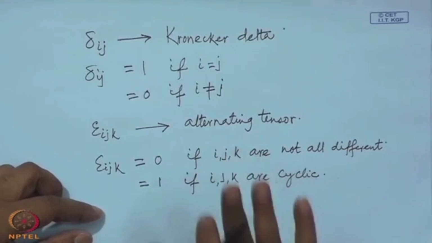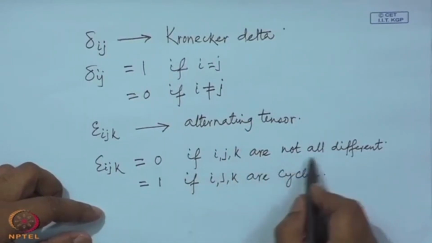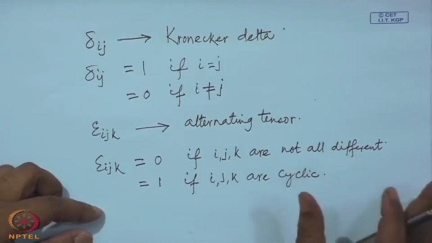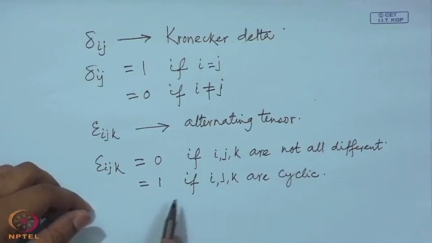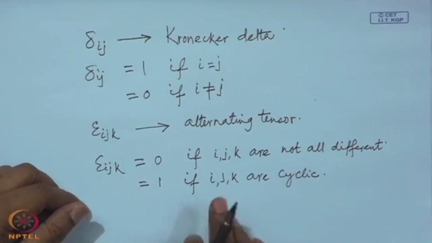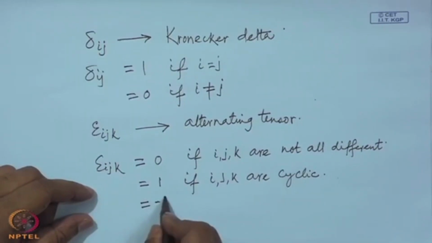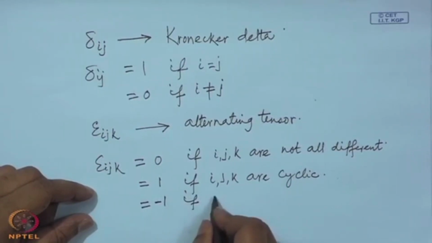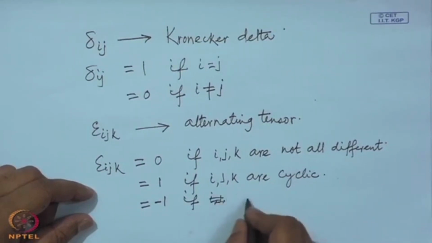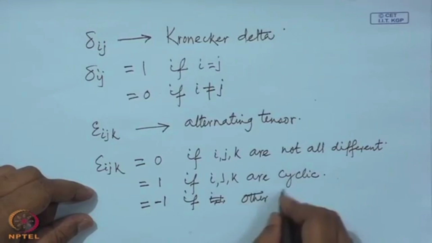When they are different and cyclic, different is already required, because the first condition gives 0 if they are not different. So now, when they are different, if they are arranged in a cyclic order, it is 1, and if it is not, it is minus 1. So we can write, otherwise, if not cyclic.